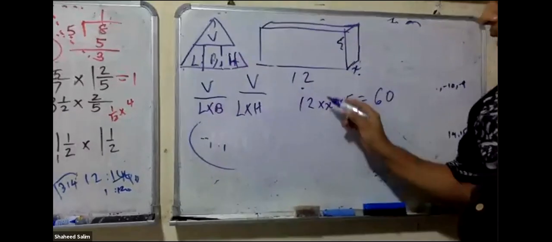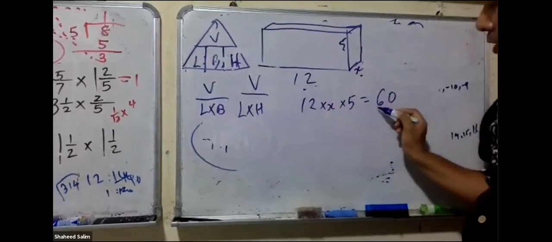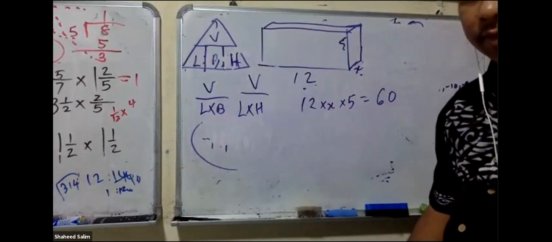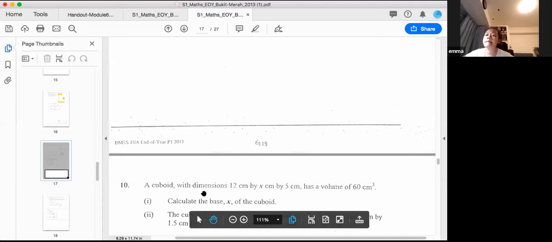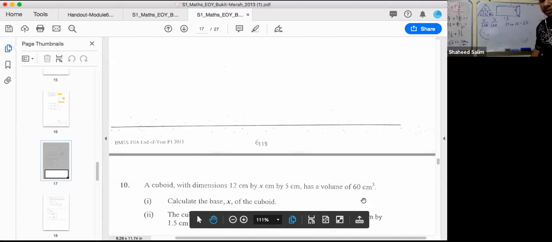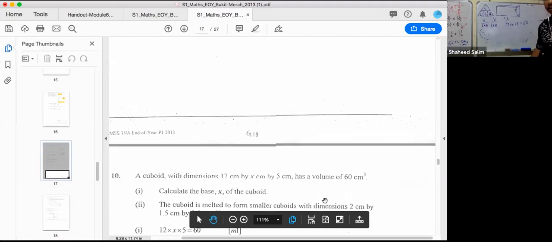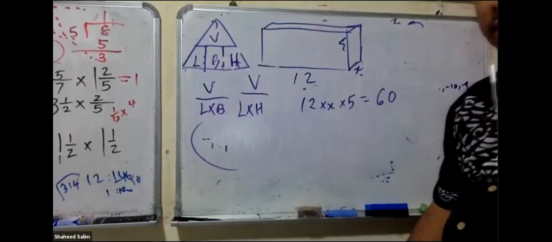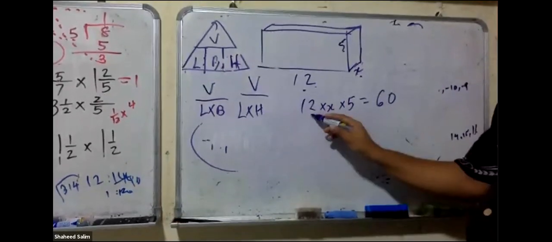Can you see now? Length times breadth times height equals 60. That's what the question is saying. If you look at it, the dimension is 12 by x by 5. The volume is 60. So they ask you to find what x is. Let us multiply it out: 12 times x times 5.